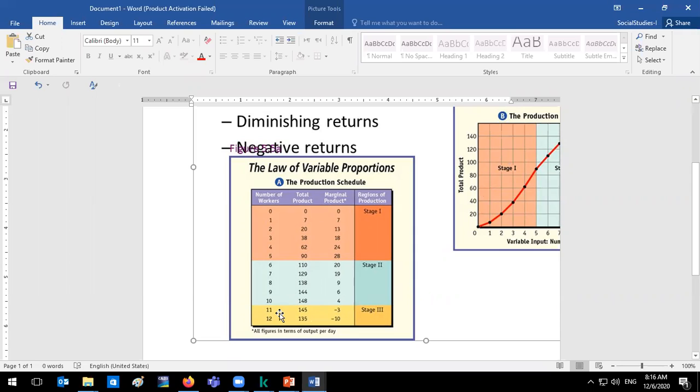And I want you to do one paragraph, not one page, just one paragraph explaining the schedule. I will need you to also include the number of employees, the total product, the marginal, and the stages. In one paragraph, explain to the chief operating officer how many employees we should hire and when we should stop hiring new employees, and explain why.